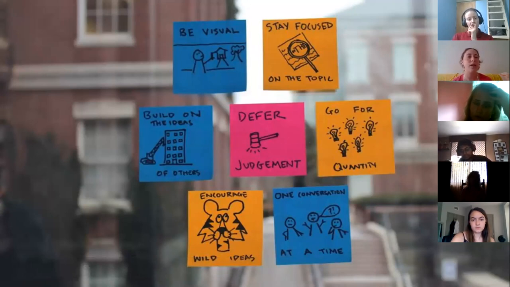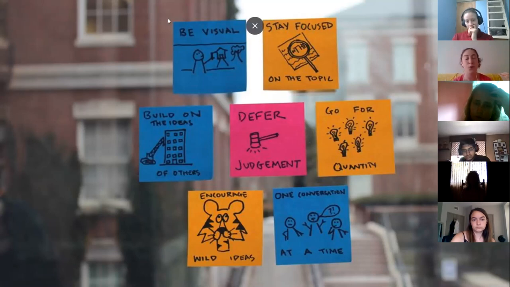So the first one is to be visual when you're thinking about a solution. It's nice to just doodle it and see how it may work. The second one, which is very important, is staying focused on the topic. So only brainstorming within the scope of the how might we statement so that you don't get sidetracked or distracted.